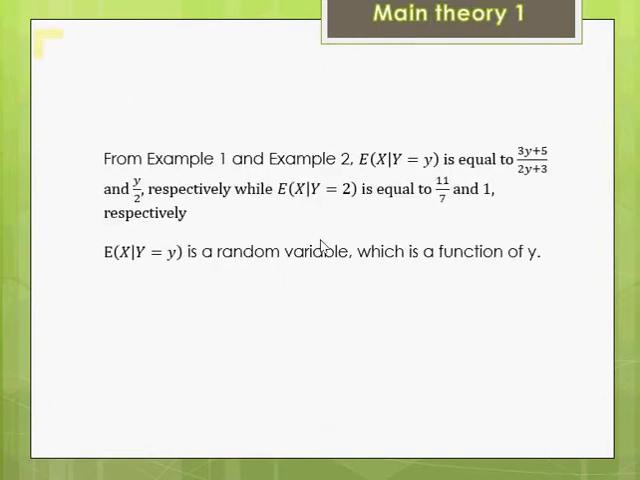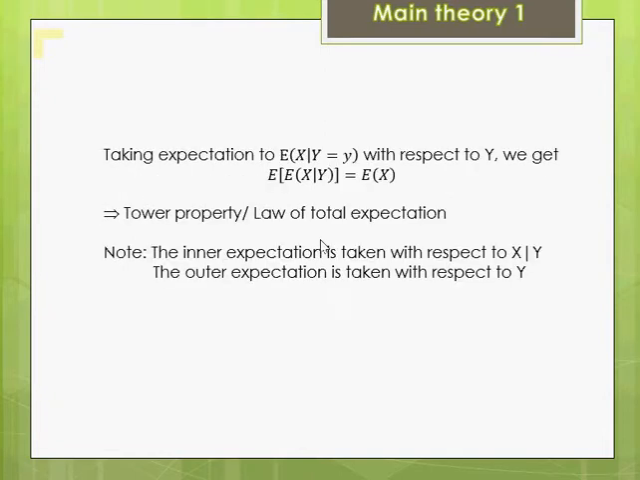Main theory 1. We can now develop our knowledge into some theory. From Example 1 and Example 2, it is worth noticing that E of X given Y equal to small y is a random variable, which is a function of Y. That means we can take the expectation of E of X given Y with respect to Y. Interestingly, we get E of X. It is an important theory called the Tower property or the law of total expectation. Note that the inner expectation is taken with respect to X given Y, while the outer expectation is taken with respect to Y.